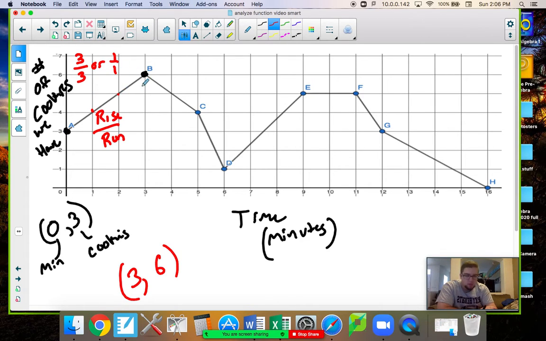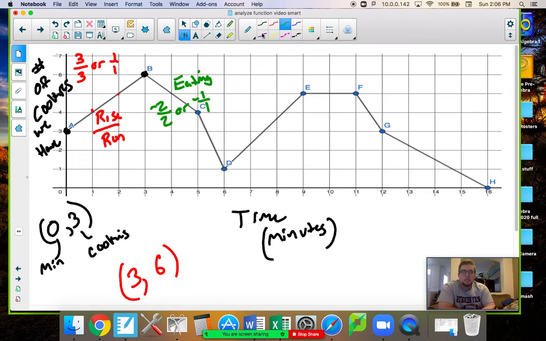Then from B to C, now we have to look at, we were gaining cookies. Now that the line is going the opposite direction, we're actually going to be losing them. Probably we're eating our cookies. So from B to C, right here, we're eating cookies. Or we're giving people cookies. We just don't have them anymore. We had 6. We end up with 4. Our rate of change is negative 2 over 2 because it's down 2, right 2. Or in this case, negative 1 over 1. Down 1, right 1.